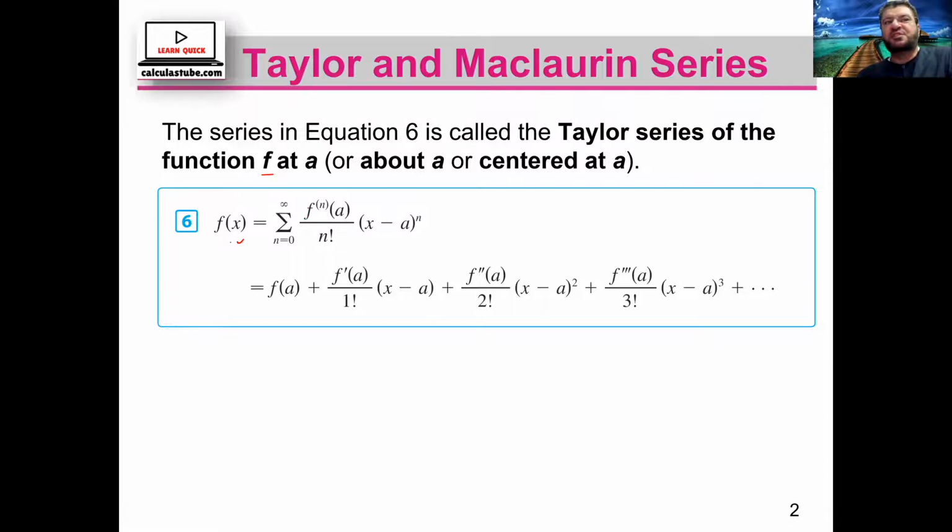So if f of x is a function, how do you present it as a Taylor series? It's the sum from n equals 0 to infinity of f^(n)(a) over n factorial times (x minus a) to the power n. This is called a Taylor series presentation of the function f of x centered at x equal to a. So this is a presentation of the function around some point a.